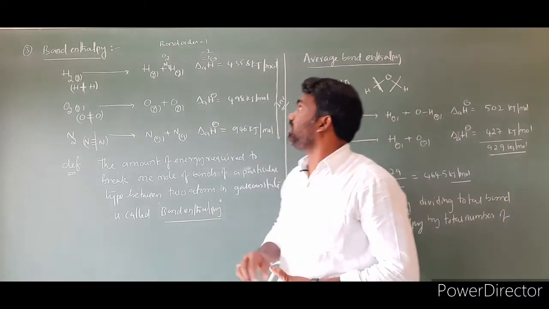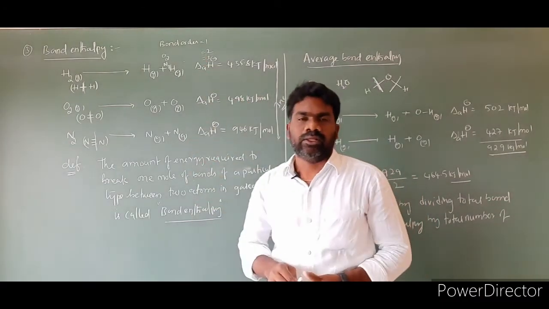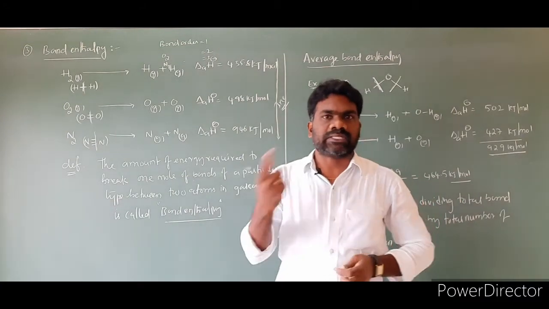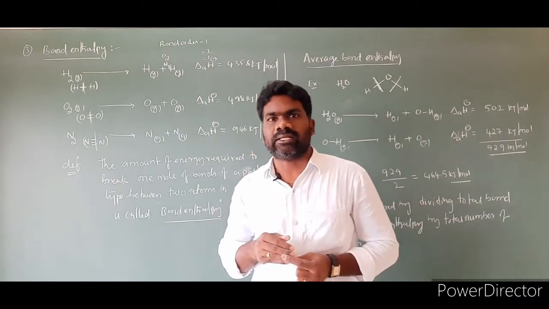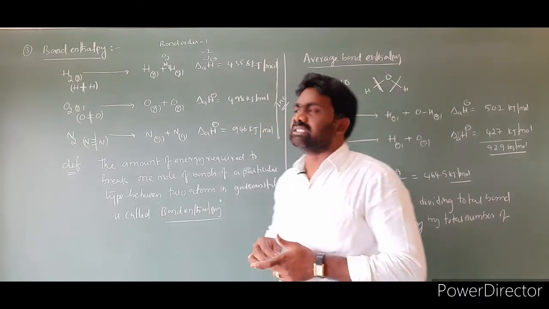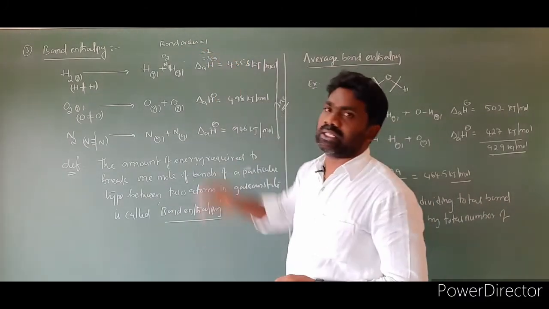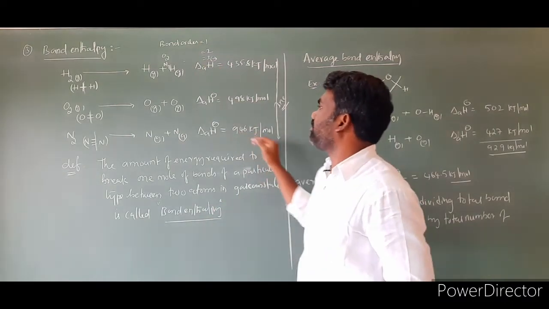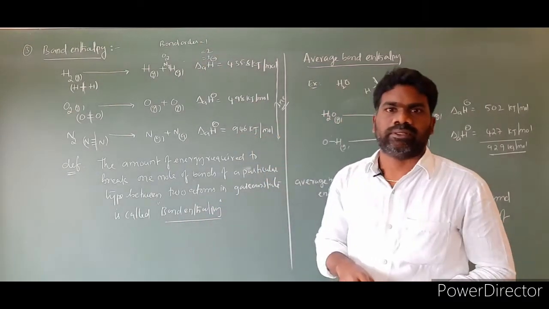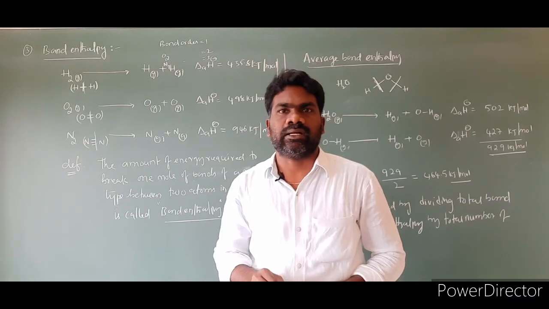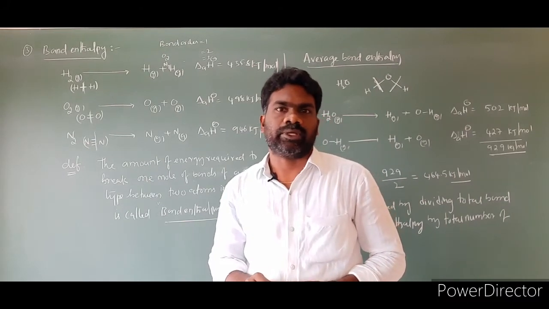And the relationship between bond order and bond length we learned previously: as bond order increases, bond length decreases. So what is the relation? Bond order is inversely proportional to bond length, and bond order is directly proportional to bond enthalpy. So this is the information regarding bond enthalpy.